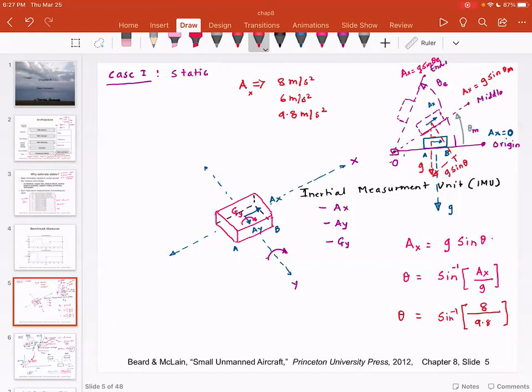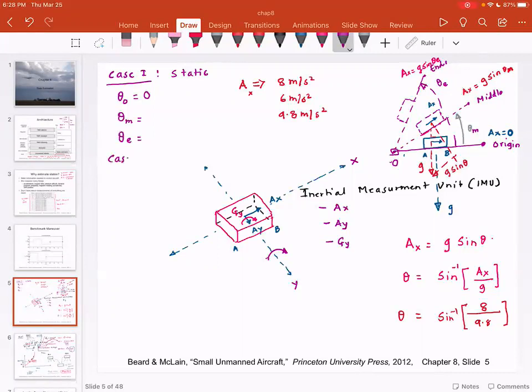And assuming I have a super fast accelerometer, it may be possible to come up with some sort of quasi-static case. So for example, case 1 is static. I can find out the value of theta at origin. I can find out theta at middle. I can find out theta at end.